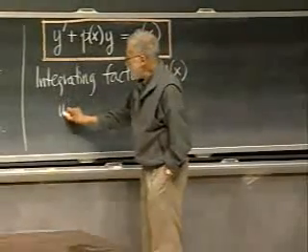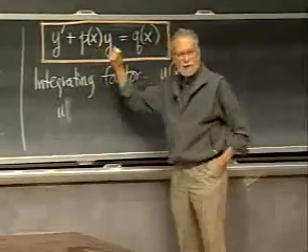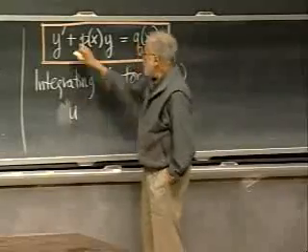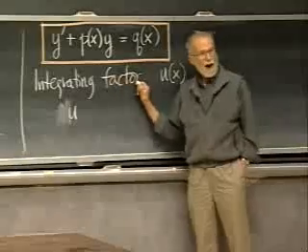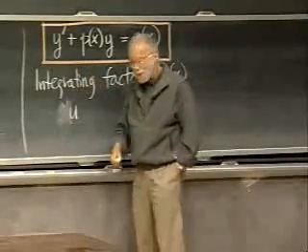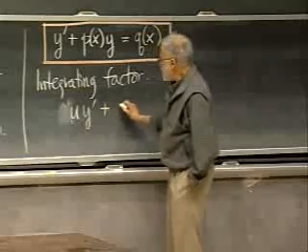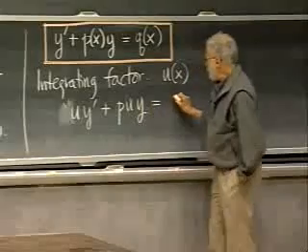I'm going to drop the x's just so that the thing looks less complicated. What I want to do is multiply this equation through by u of x. That's why it's called a factor, because you're going to multiply everything through by it. So it's going to look like u y prime plus p u y equals q u.